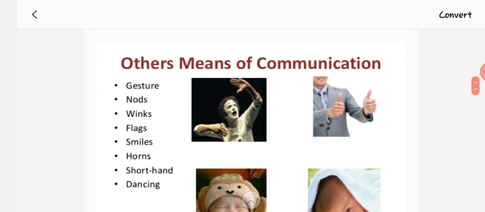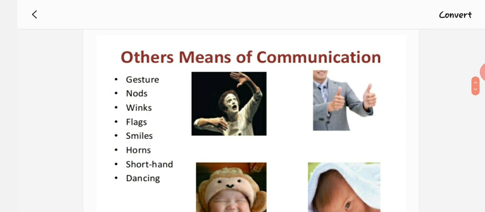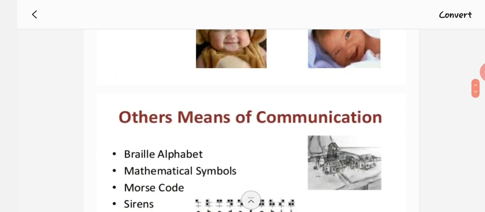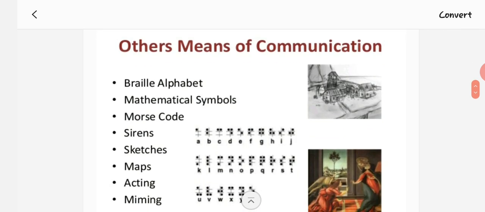We talk about the other means of communication. These are also part of language sometimes, and sometimes these are not part of language, like the gestures, non-verbal or verbal things like the gesture, nods to move our head in a positive way, winks, flags, smiles, and horns, shorthands, dancing, similes, metaphors, etc. These are other modes of communication, and other means of communication were in different areas of the time, and different people use different types of languages like Braille alphabet.